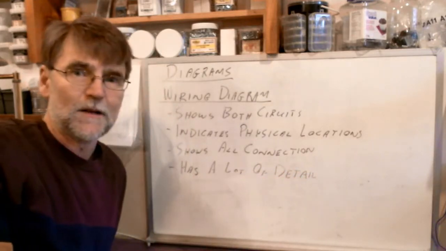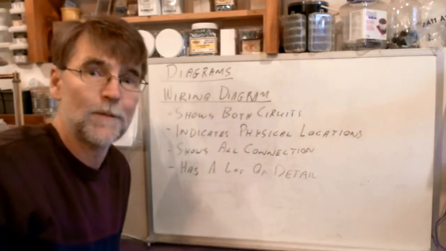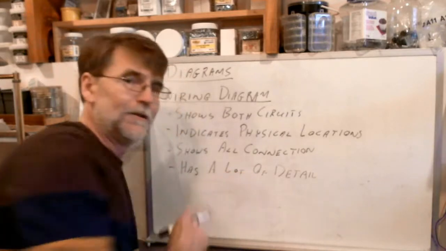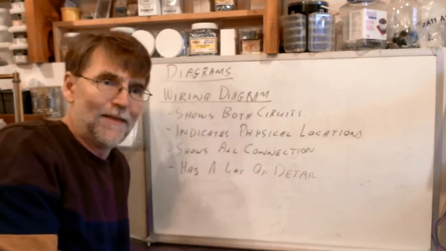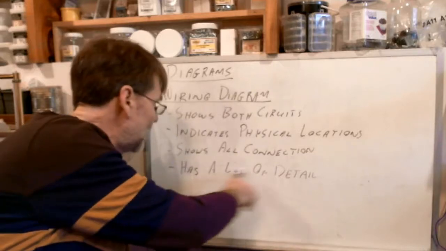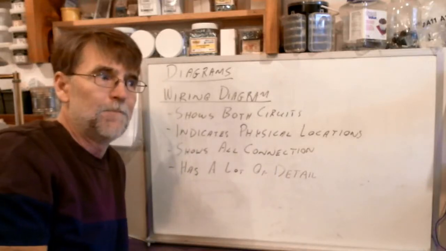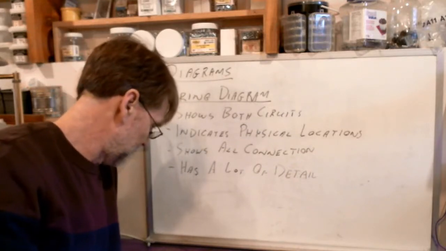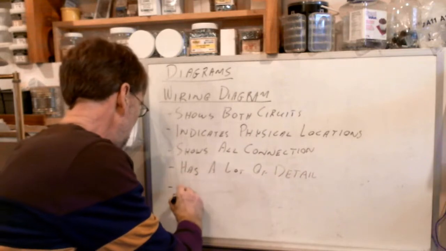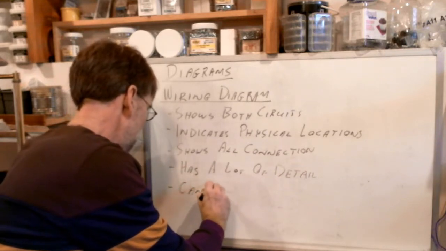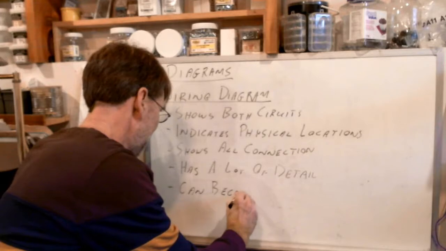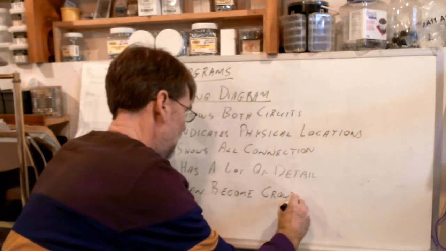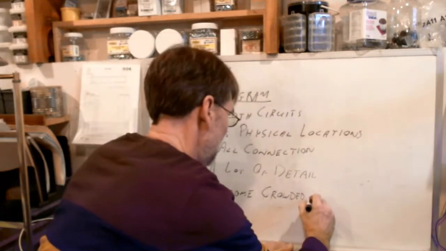On the surface, that seems like a good thing. Well, the more detail, the better. Give me all the information I need. The reality is, I'm going to have you draw some wiring diagrams for me, and you're going to discover fairly quickly that they get crowded. Because they have a lot of detail, there's just a lot of information crammed into a space, and it gets pretty busy. So that's the downside, it can become crowded and confusing.